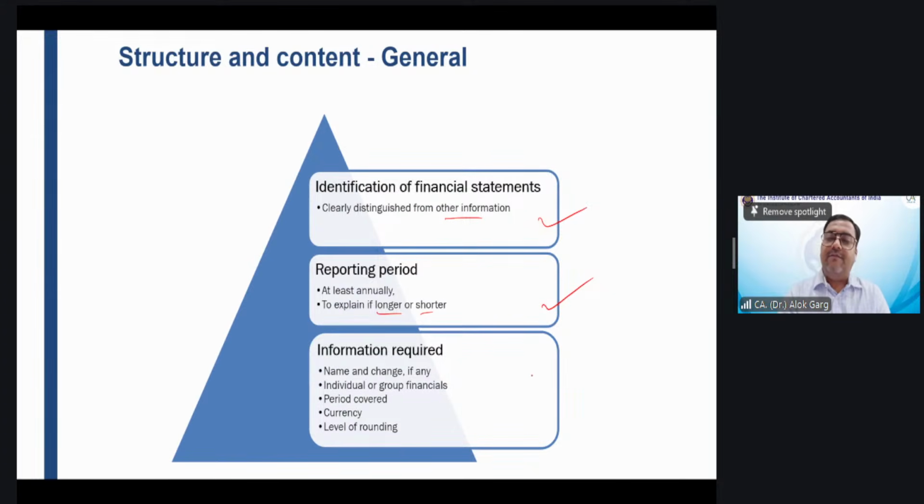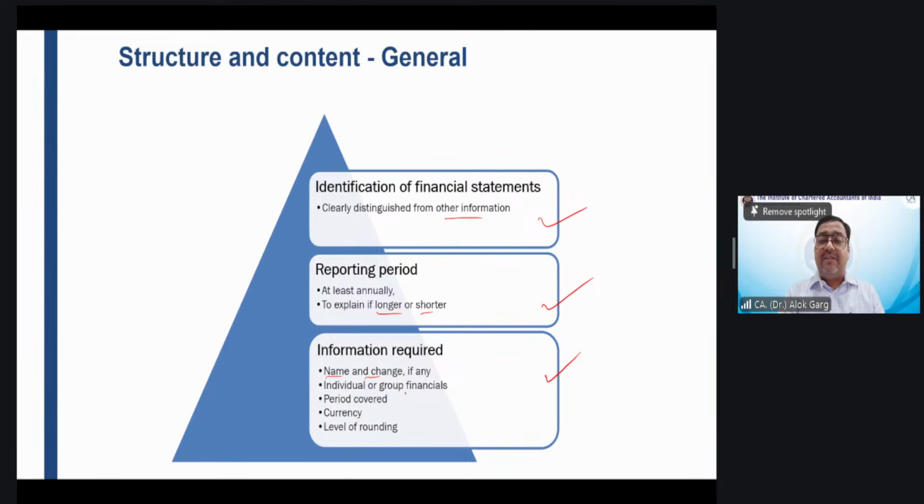Okay. Information required. Name of the company in case of any change. The name of the company, and if there is any change in the name of the company, it is also required to be disclosed. Have you seen the word formerly, erstwhile? Jindal Steel Limited. If you see the annual report of Jindal Steel Limited, what do they write? Jindal Steel Limited, formerly known as Jindal Steel and Power Limited. So the name of the company is required to be given. If there is any change, it is required to be mentioned.